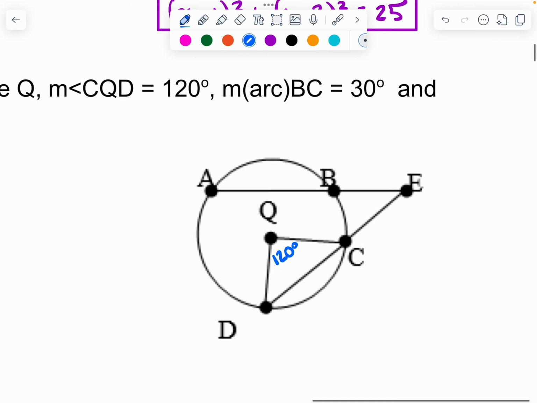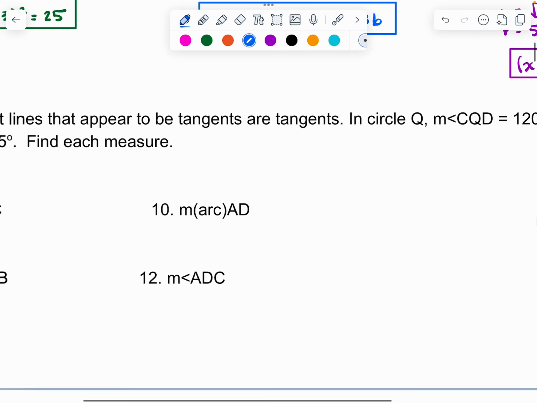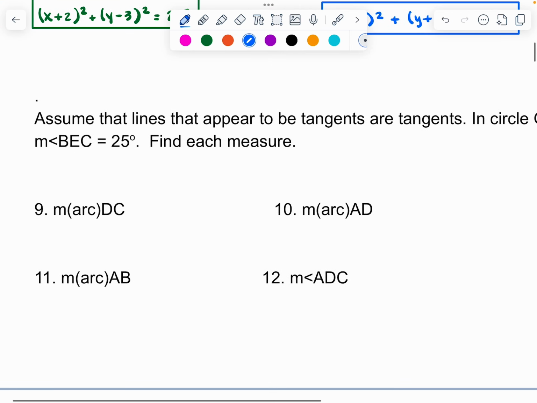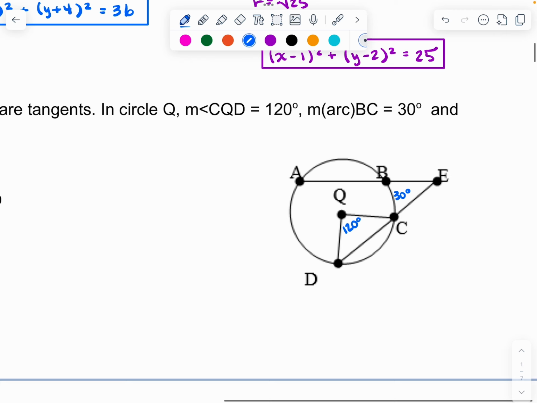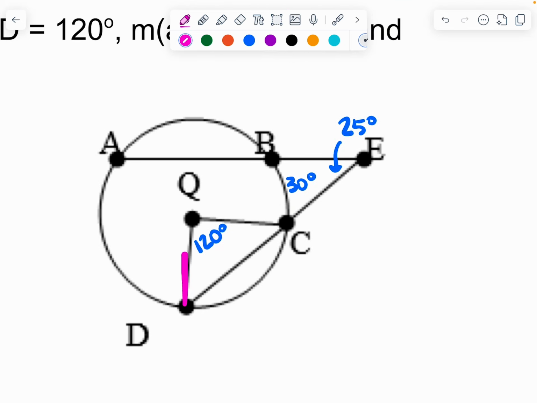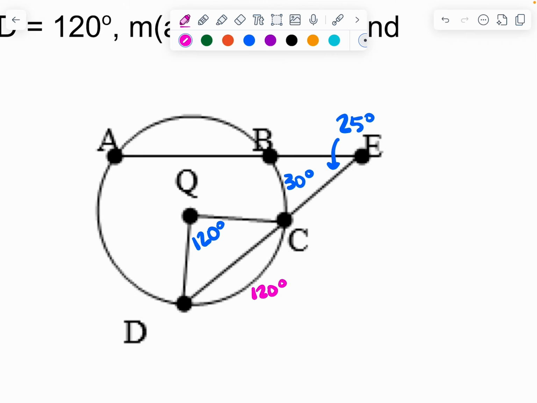Arc BC is 30. Okay, so from there to there is 30. And what does it say over here? BEC is 25. BEC, so that's this angle right here. All right. Now, things that I would definitely want to notice is that this angle right here is a central angle, right? And we know central angles are equal to their intercepted arcs. So I know this arc is 120. So I'm just going to go ahead and fill that in right now.